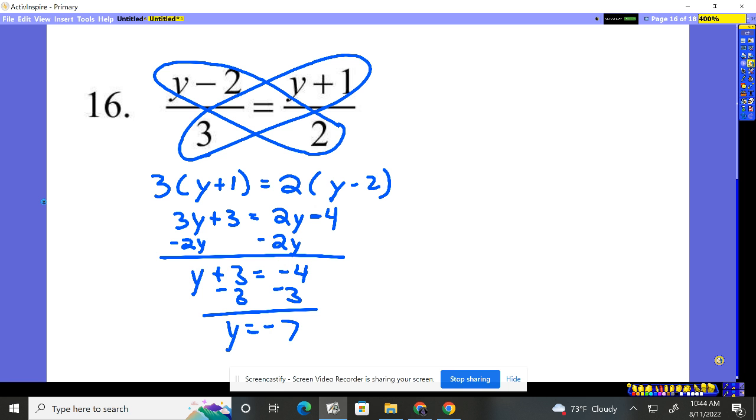Negative 7 would make this true. And if you look at it, if I change that to a negative 7, negative 7 minus 2 is negative 9. Negative 9 divided by 3 is negative 3. Negative 7 plus 1 is negative 6. Negative 6 divided by 2 is negative 3. Yep, it works. There's our solution to number 16.